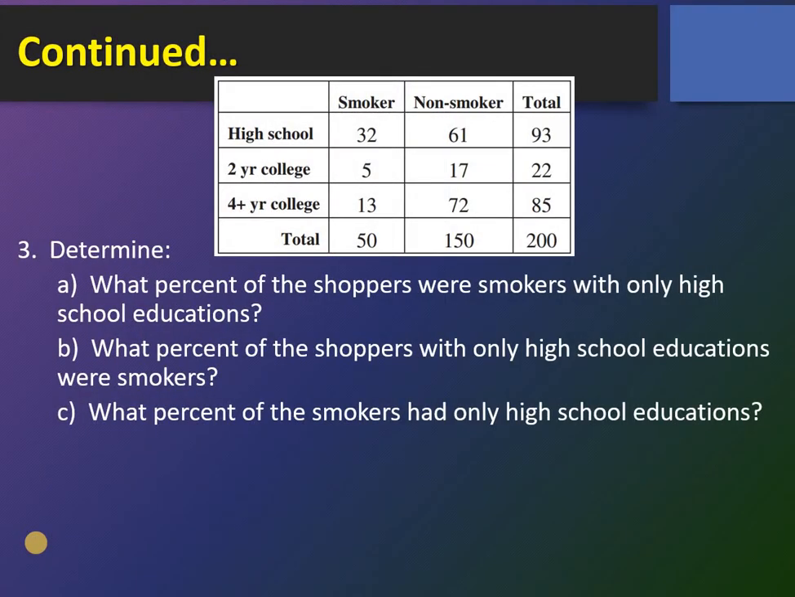All right, now the interesting thing about number 3 is they're all talking about smokers, high school. Do you think all 3 of these are going to be the same? No. And this is where things get a little tricky. You've got to read carefully. What percentage of the shoppers? Who am I talking about? The whole joint, all of them. So what is my total of the shoppers? 200. That's my denominator. Of the shoppers means the denominator is the number of shoppers.